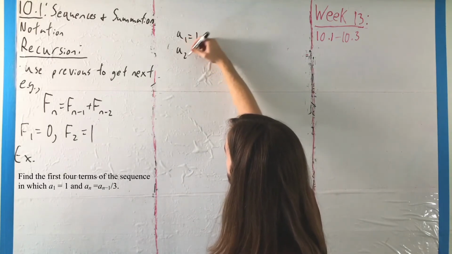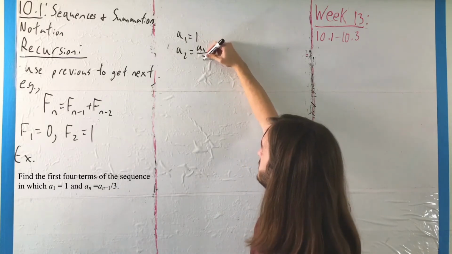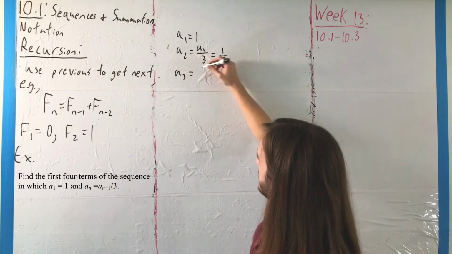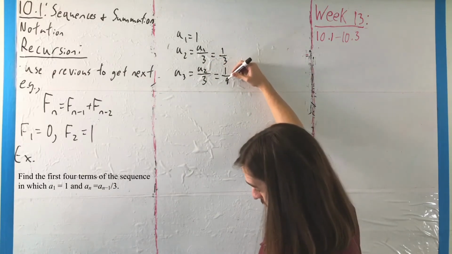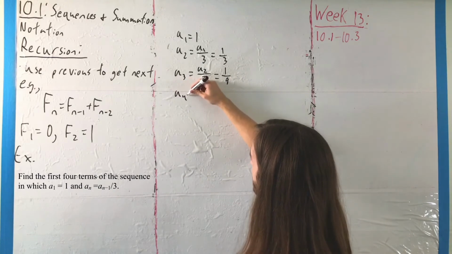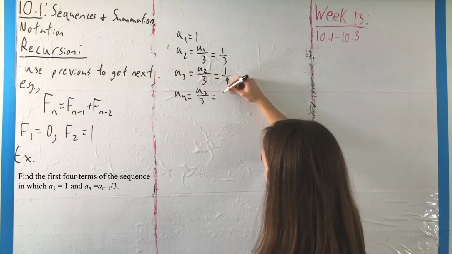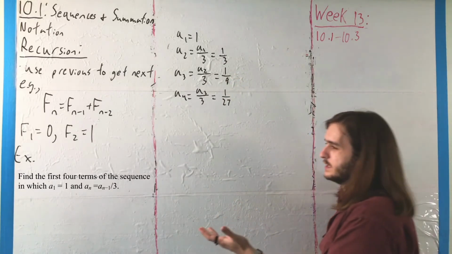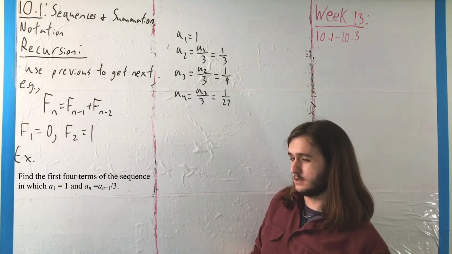And then from there, if we want to get a2, we look at the one before a2, which is a1, and divide that by 3. So we just get 1/3. Then for a3, we take the one before a3, which is a2, and divide by 3, which would give us 1 over 9. And then finally for a4, we would take a3, divide that by 3, and get 1 over 27. Again, the weakness of recurrence relations is that we need all of the terms to be able to get to the next one.